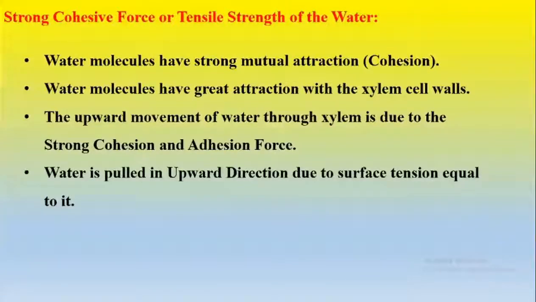Due to this, a huge weight of water column is produced. Due to this weight, the water tries to come down because of gravitational force. At the same time, this water is pulled in an upward direction due to surface tension equal to it. Various experiments have proved that a tensile strength of 20 atmospheres is sufficient to carry the water upward in a tall tree.